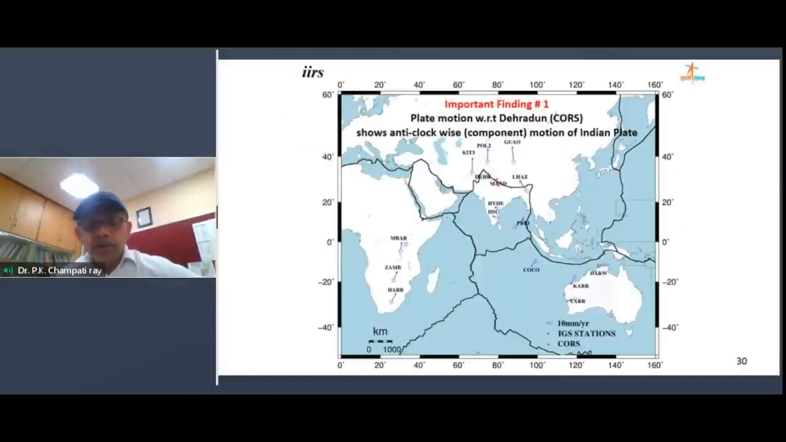Now, what we have done in this case, with respect to Dehradun, we try to see how the movement is taking place. Earlier it was a global framework. Now with respect to Dehradun, we see that Hyderabad and IISc Bangalore are moving towards east. So this actually revealed that we have a strong anti-clockwise motion. And very emphatically, we then related this analysis with the earthquake in this region. I'll show you the other aspects also.